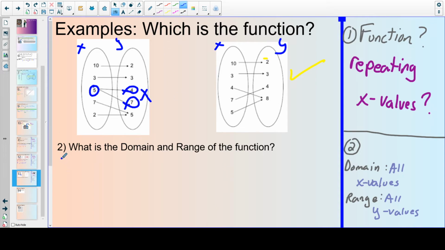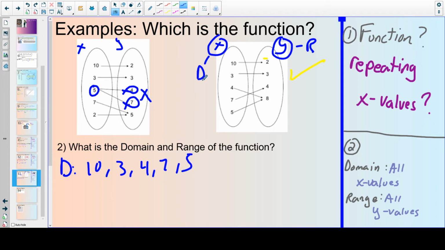So let's write the domain and range. So the domain of this function, remember, x values are your domain, and your y values are your range. So you're literally just going to list the numbers here. 10, 3, 4, 7, 5 is the domain, and the range are all of the y values: 2, 3, 4, and 8.